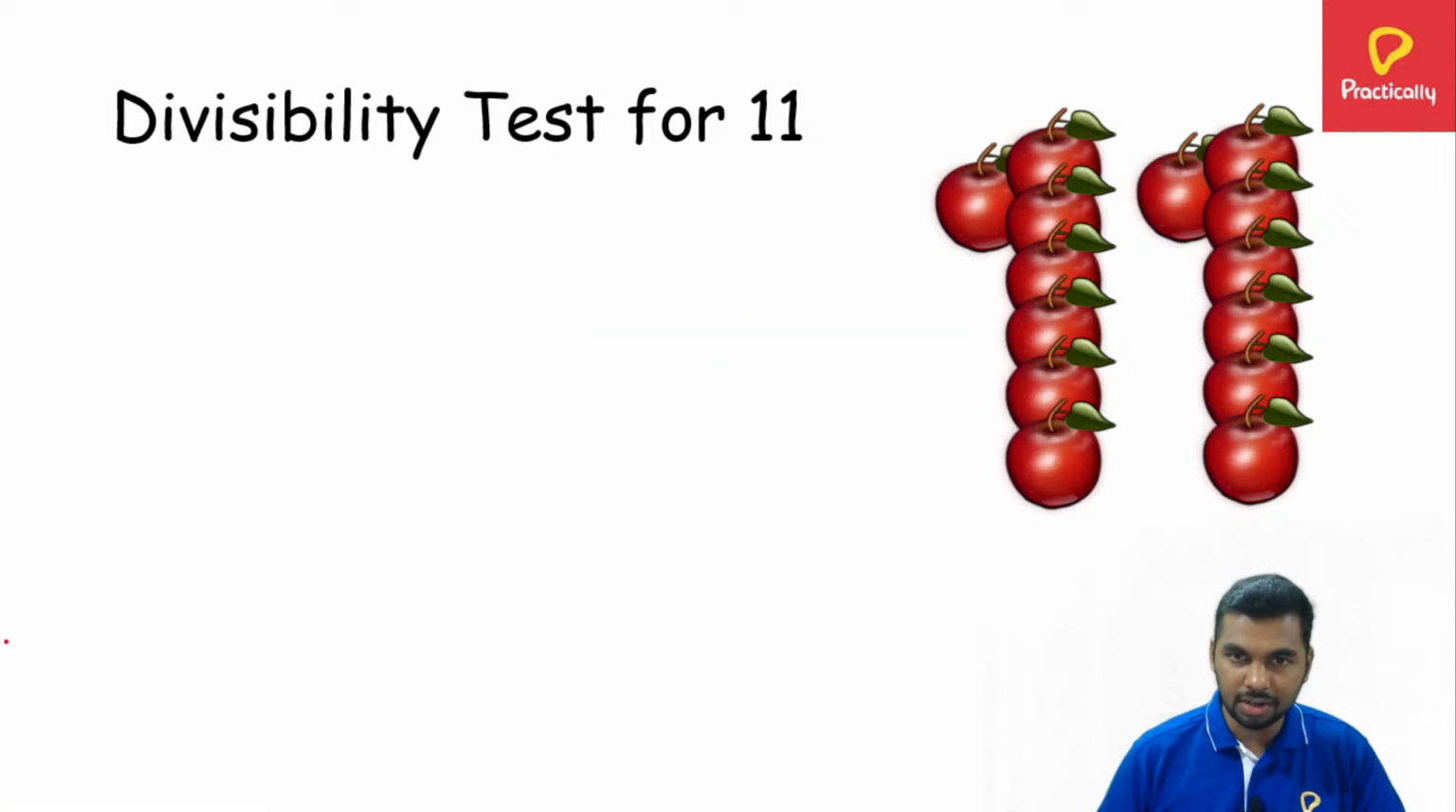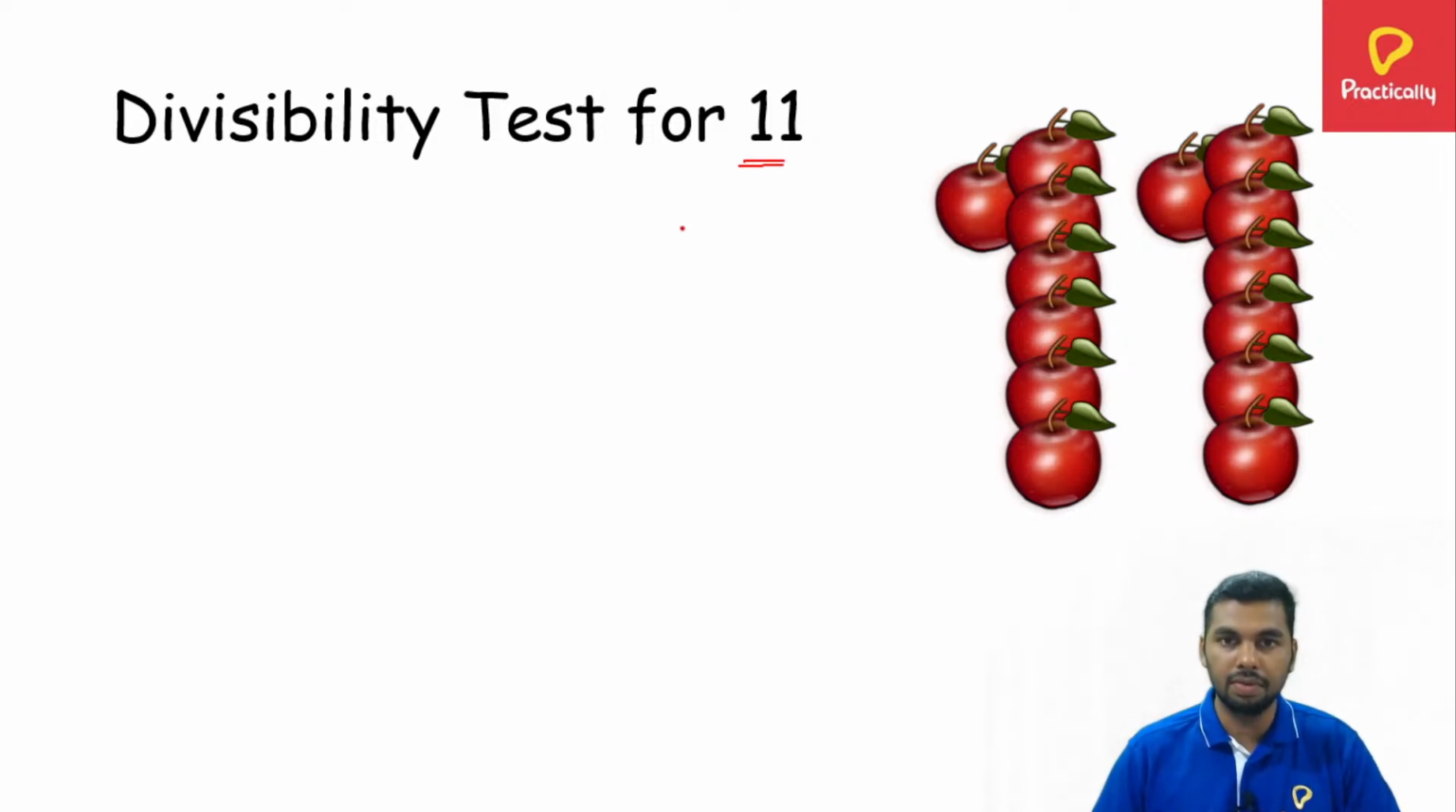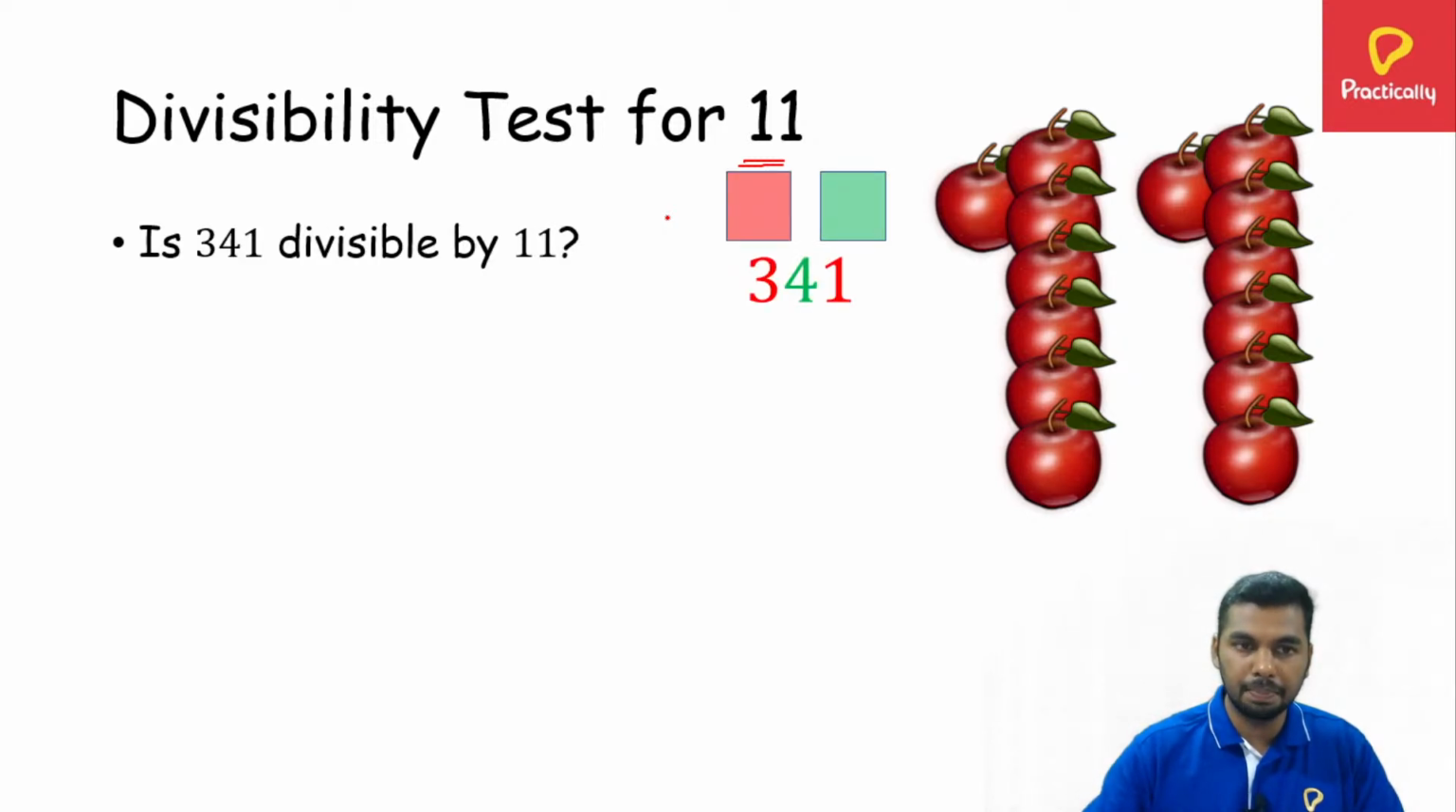Now we are going to learn something that is related to the second magic number, which is 11. So let me just give you a sample, an example here. So I want to check whether a given number is divisible by 11. What do we mean by divisible by 11? So that means 341 divided by 11 will give a remainder of 0.